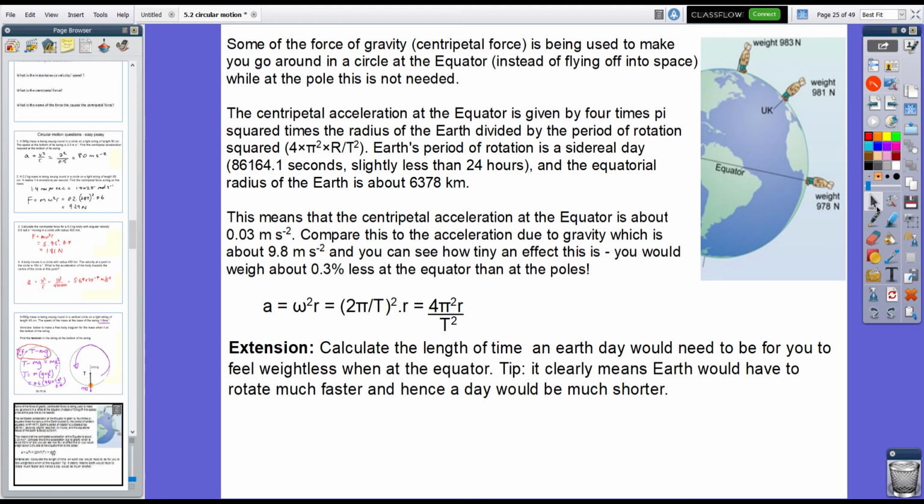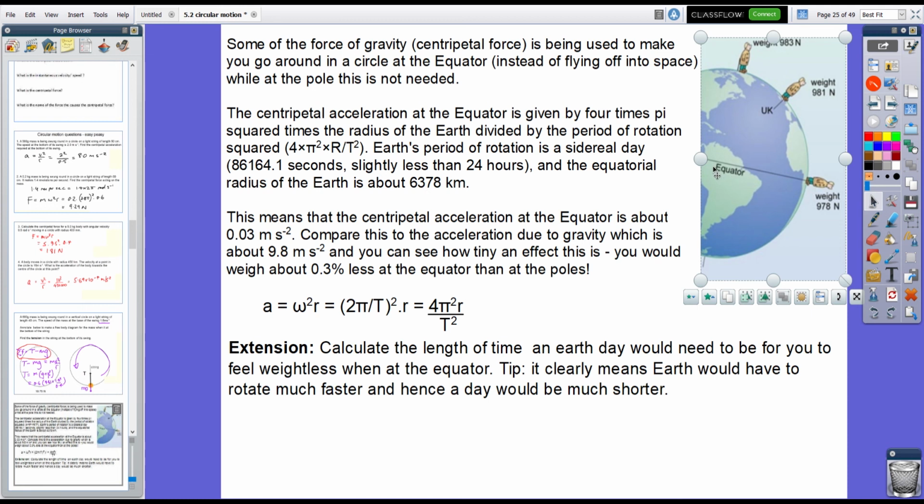The centripetal acceleration is given by 4 pi squared r over T squared. We'll try and derive that for you in a minute. Really just have a think about what's going on here. You can read this yourself. When you're here, you're going around in a large circle. And if you're going around in a large circle, you must be accelerating towards the center.